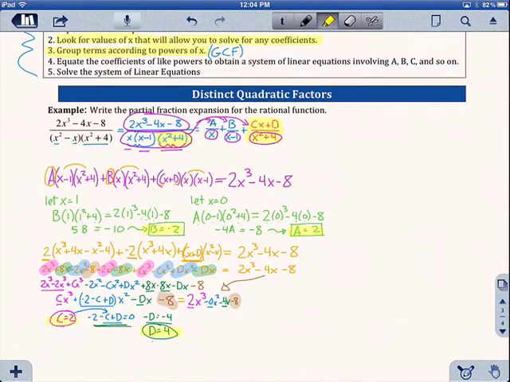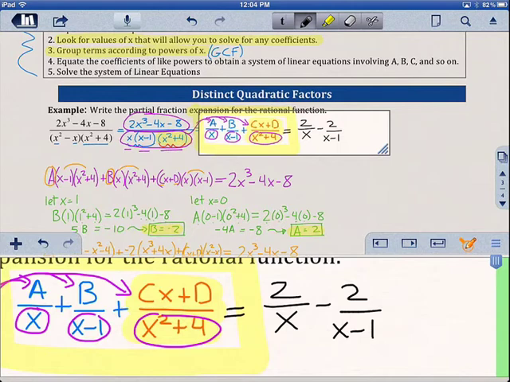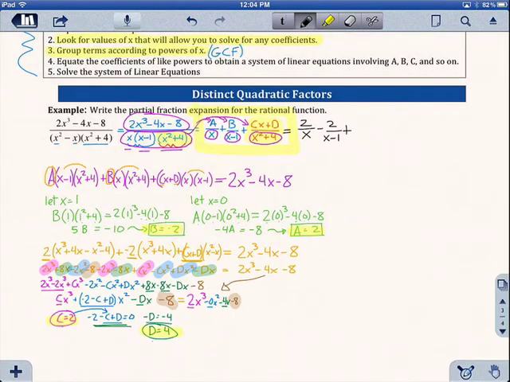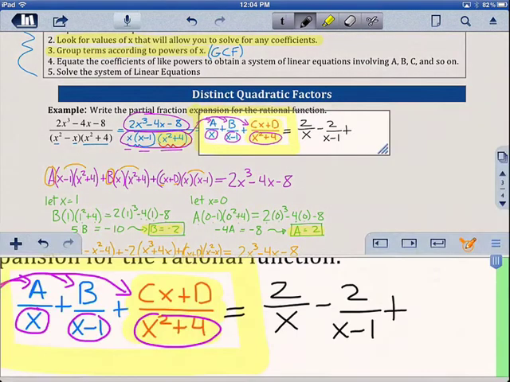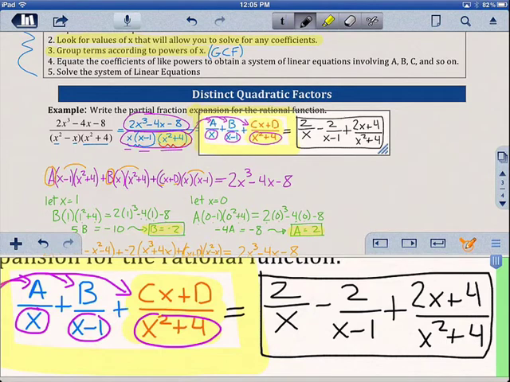And so we're just going to substitute those back into our expanded fraction. Okay, so A equals 2, so we have 2 over x. B equals negative 2, so we actually have minus 2 over x minus 1. And then C was 2 and D is 4. So we get 2x plus 4 over x squared plus 4. Alright, so here is our partial fraction expansion for the rational function.